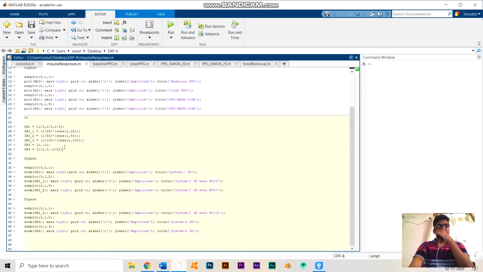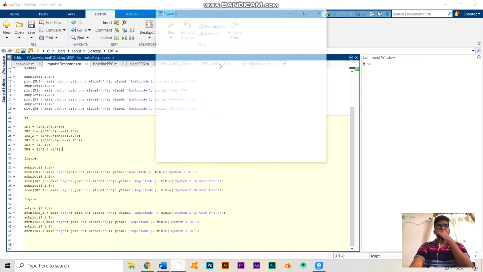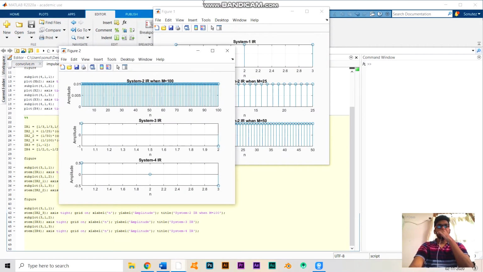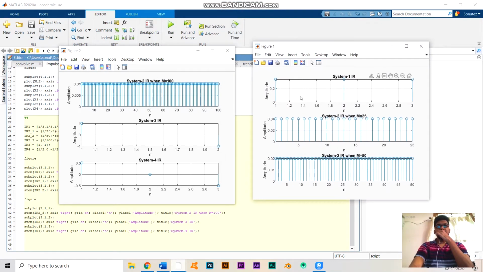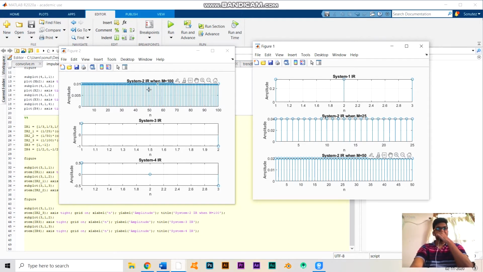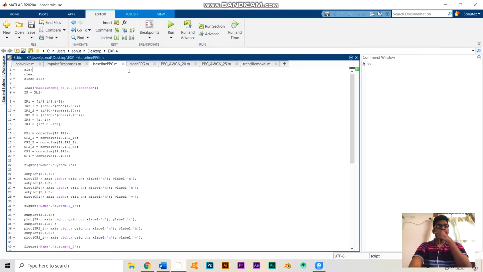Now these are the impulse responses of the four systems we have, and we have also plotted them. This is the impulse response for system 1, and these three are the impulse responses when M is 25, M is 50 and M is 100. This is for system 3 and this is for system 4. Now we will take each signal at a time and then we will run it across all the systems and see the performance of each system.